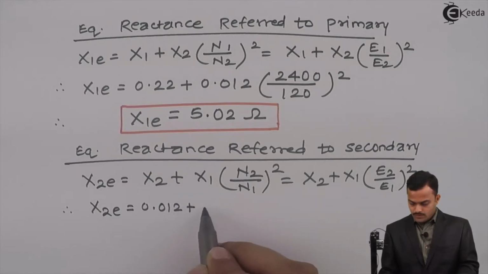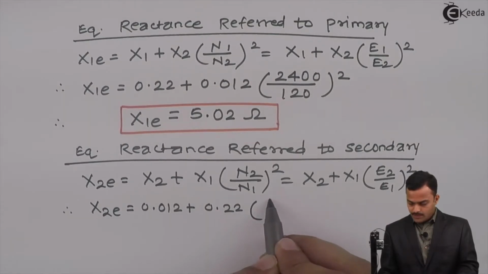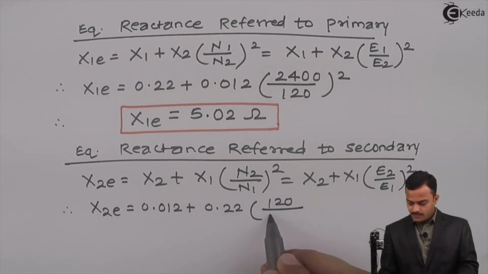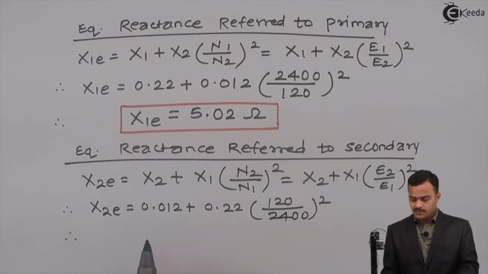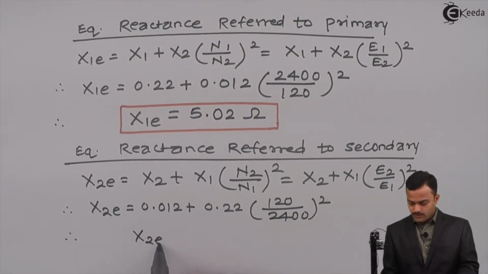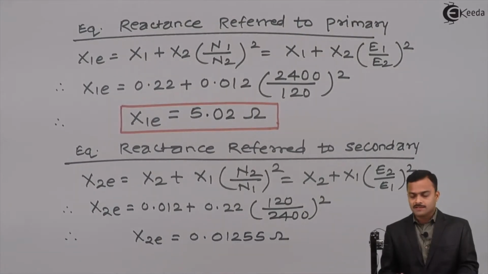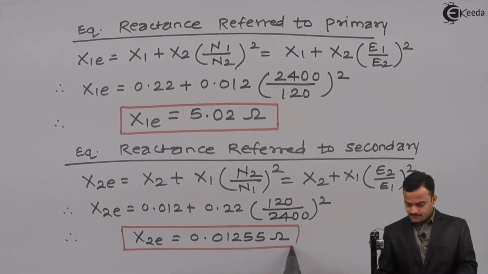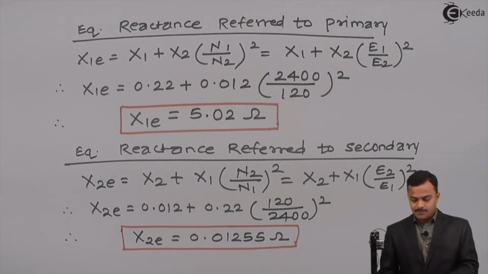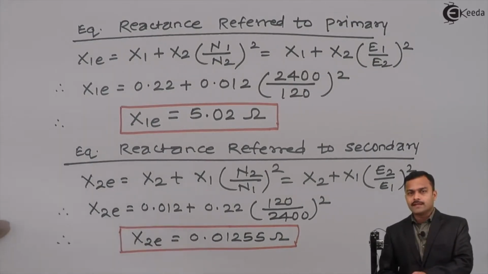0.012 plus 0.22 multiplied by (120 divided by 2400) square. Solution of this equation will give you X2E equal to 0.01255 ohm, which is nothing but equivalent reactance referred to secondary side. This is the second part of the problem. Let's go to the third part, that is equivalent impedance.